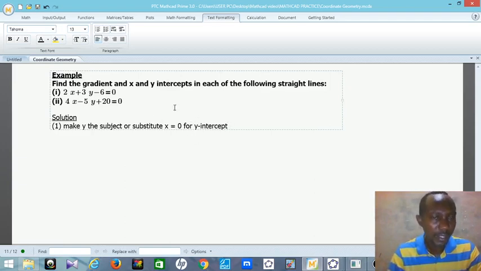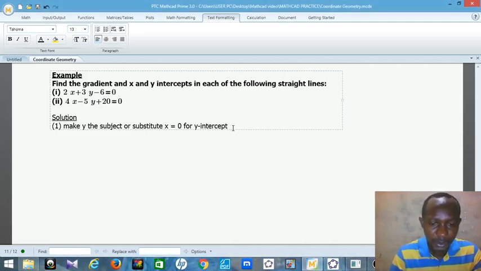I told you in our last class that when you are looking for the y-intercept, x is going to be 0. So that is what I mean: substitute x equal to 0 for the y-intercept, then find y. Whatever answer you have for y will be the y-intercept. Or make y the subject of the formula, and you will get the same answer.